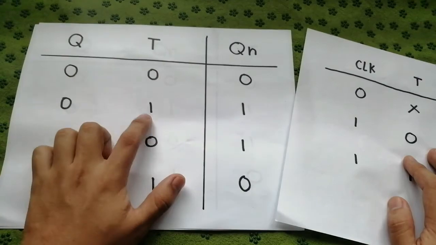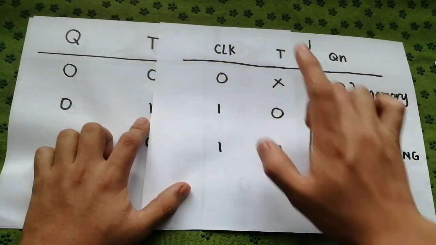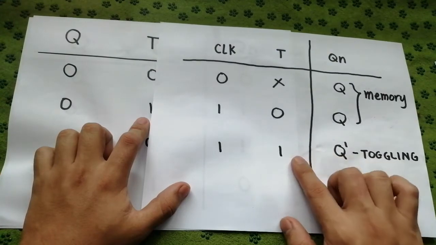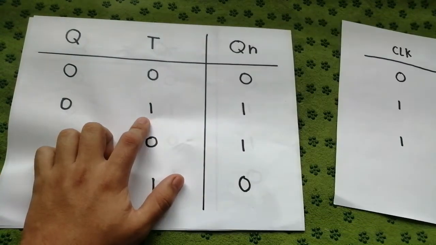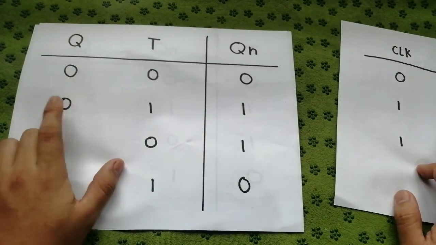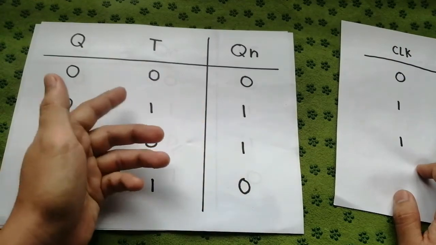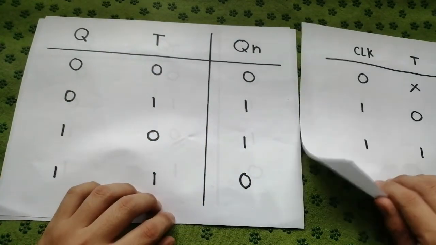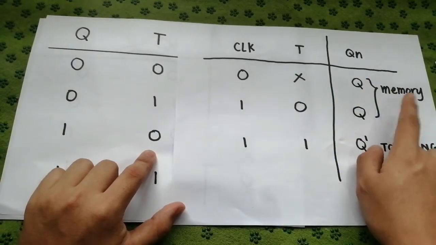So next, if T is 1, we will look at our truth table. If it is 1, we will have a toggling effect on our next output. So if our prior output is 0, our next output will be 1. It will become reverse.